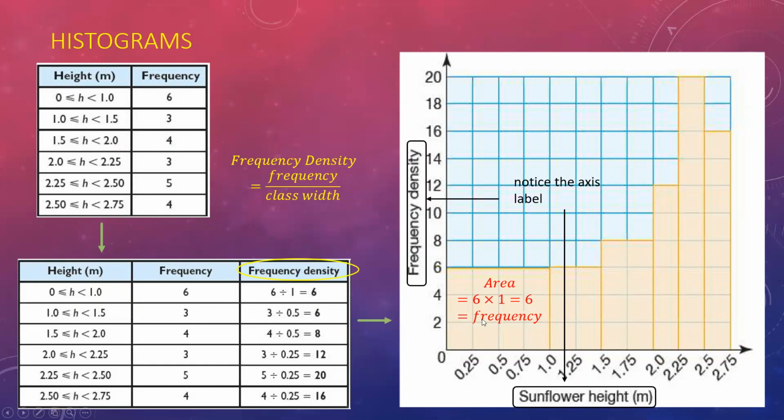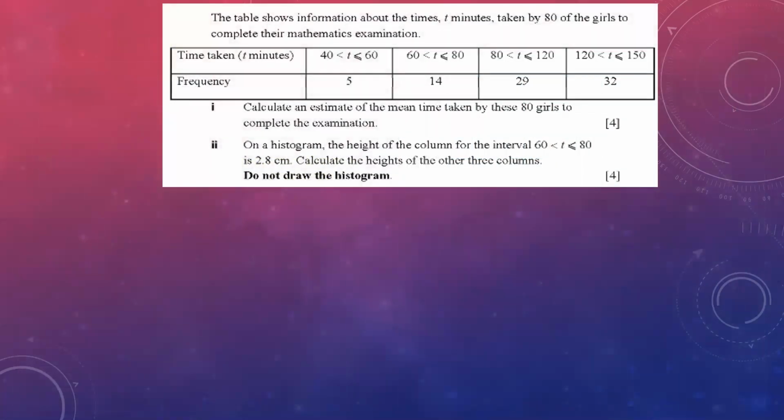All right. Okay. So let's see another example of this question in exam. This table is showing the time in minutes taken by 80 girls to complete a maths examination. So you have 5 of them finish in between this time, 14 of them finish in between this time, 29 in this group, and then 32 in this range. Right? So the question, number 1, asks you to estimate the mean time taken by these 80 girls to complete the examination.